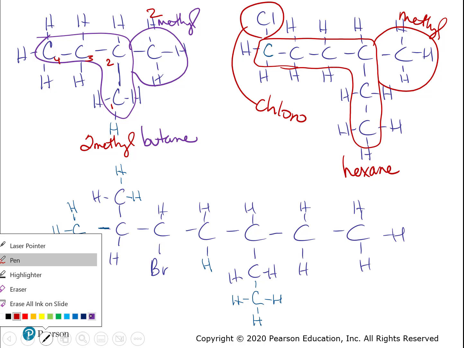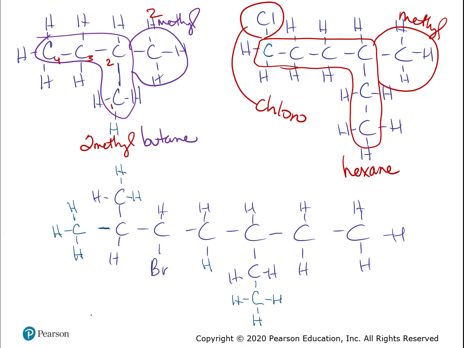So now I have to number. Which side do I number from? The upper left. Why? Because chlorine's on that very first carbon. So this would be carbon 1, 2, 3, 4, 5, 6. So that makes my chloro a 1-chloro, and it makes my methyl a 4-methyl. Because chlorine's on the first carbon over there, so it's definitely where I would start, right?